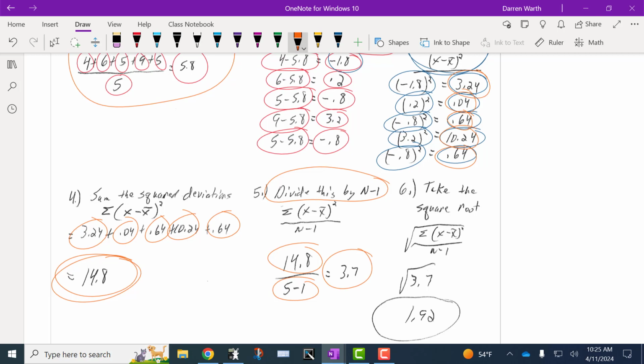Now step number 6 says take the square root of all this. This is how it's all abbreviated when getting into your statistics class. The square root of 3.7 comes out to be 1.92. So that's going to be the answer for your standard deviation on number 11. The answer comes out to be 1.92.